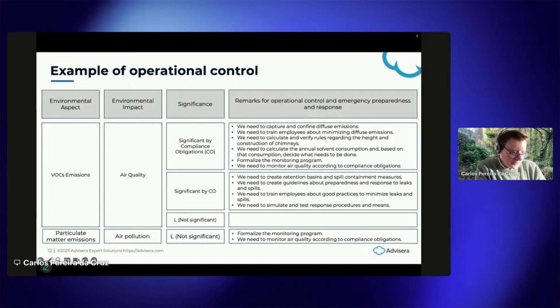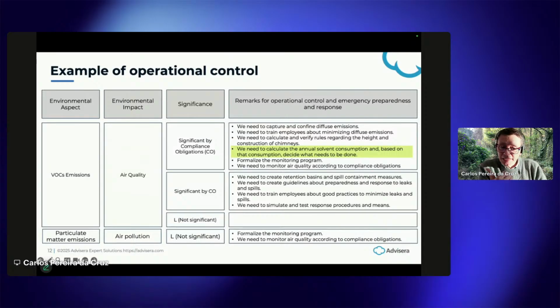We need to calculate the annual solvent consumption for this example, and based on that consumption, decide what needs to be done. So, for example, can we switch to a water-based solvent? Can we improve application techniques? Can we use solvent recovery systems? Can we optimize inventory management? Do we need employee training and awareness? And formalize the monitoring program.